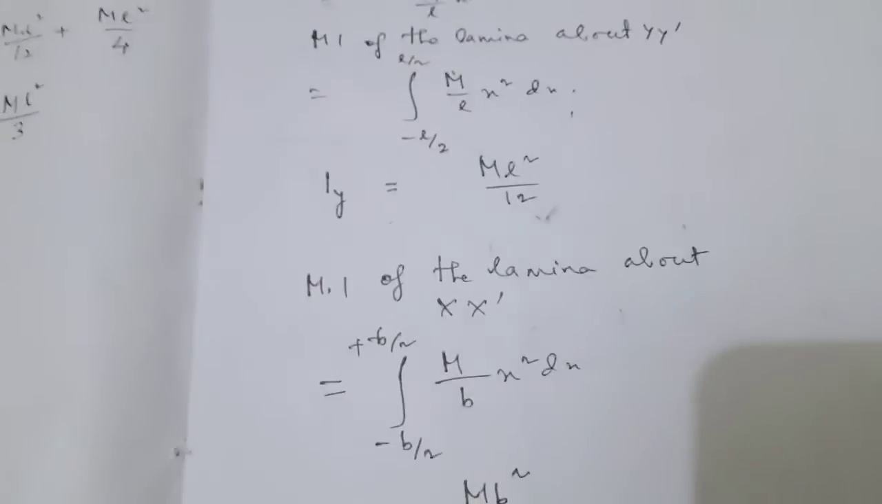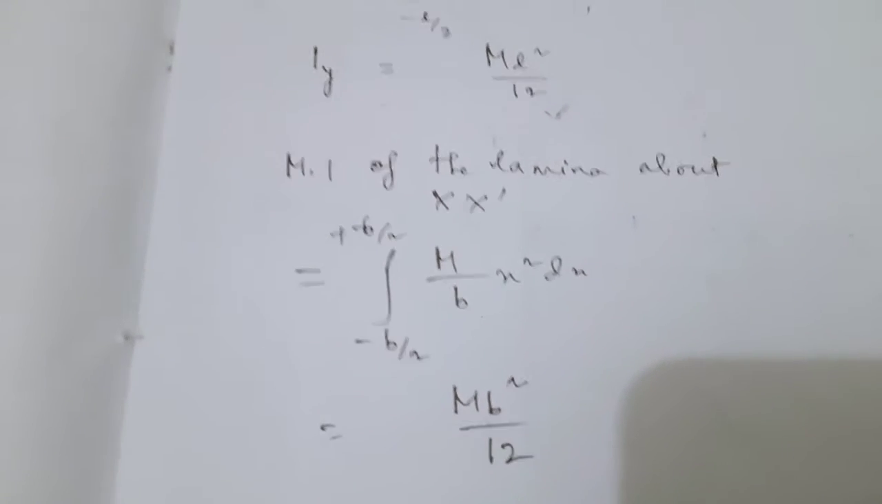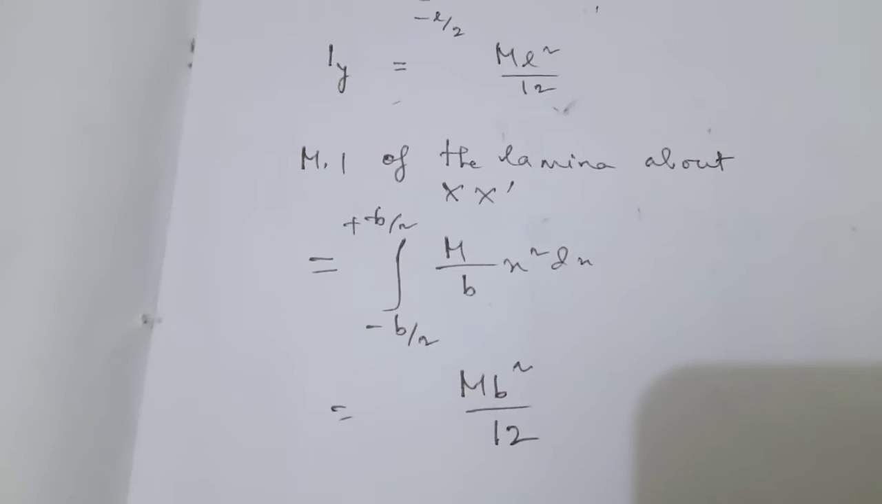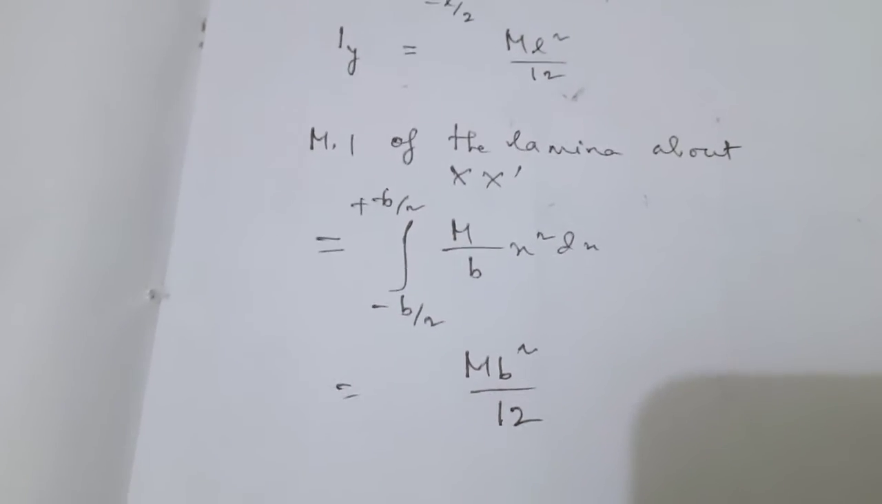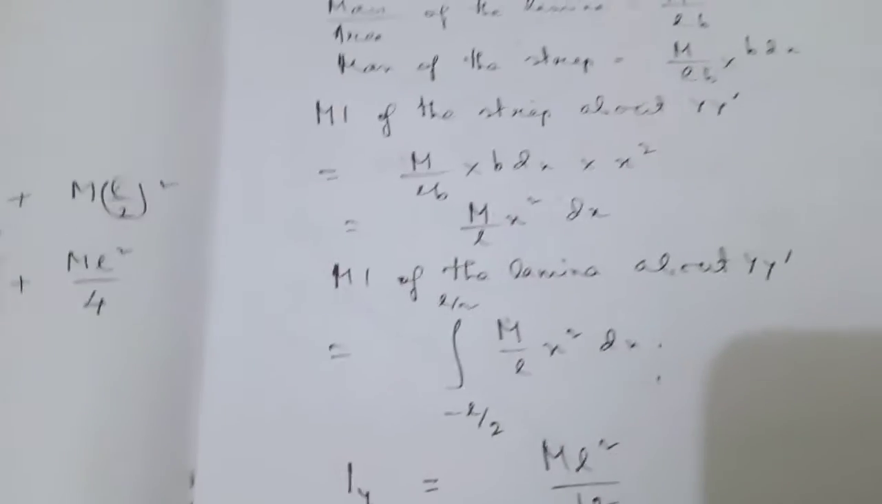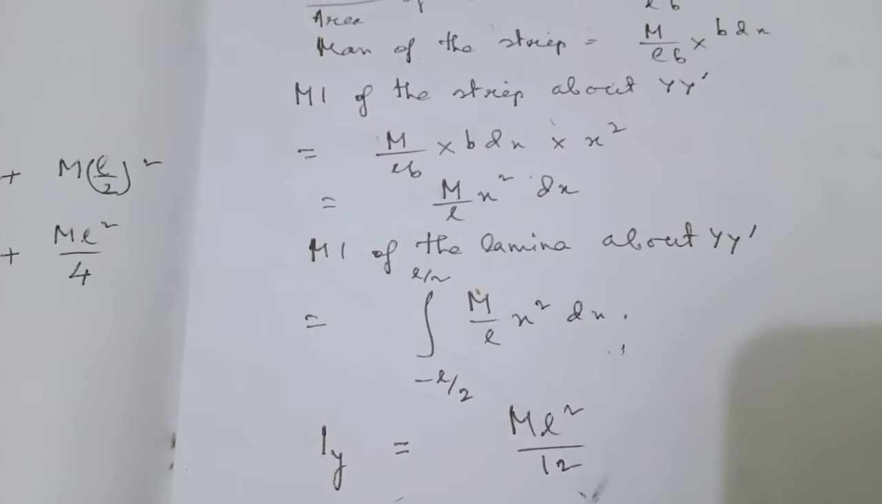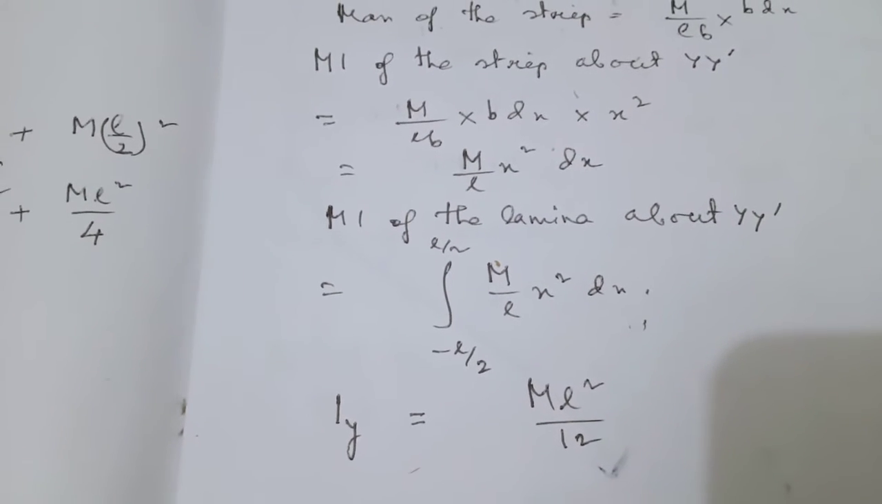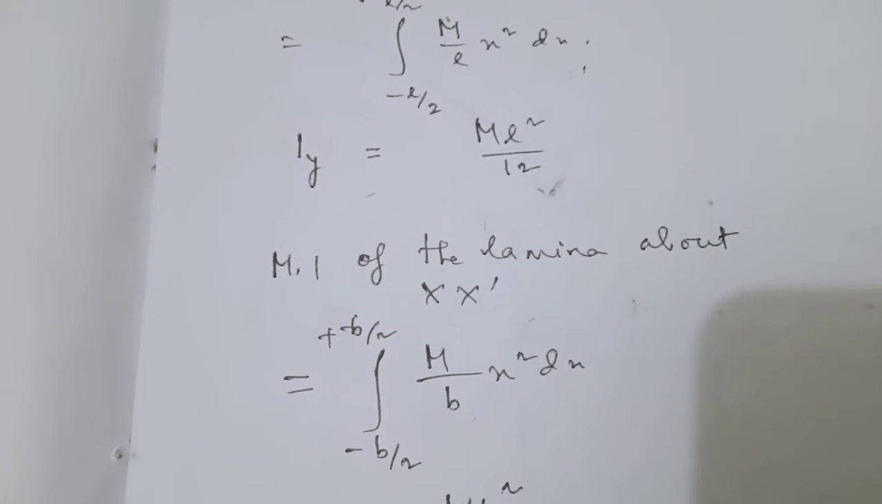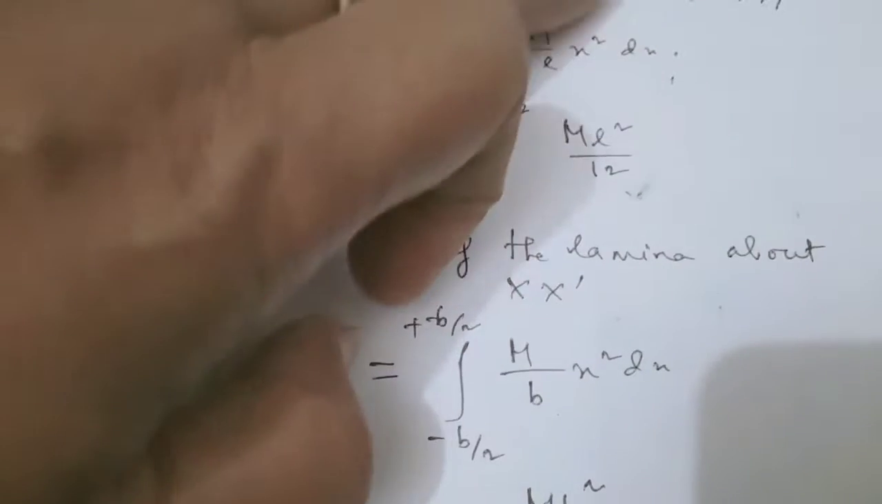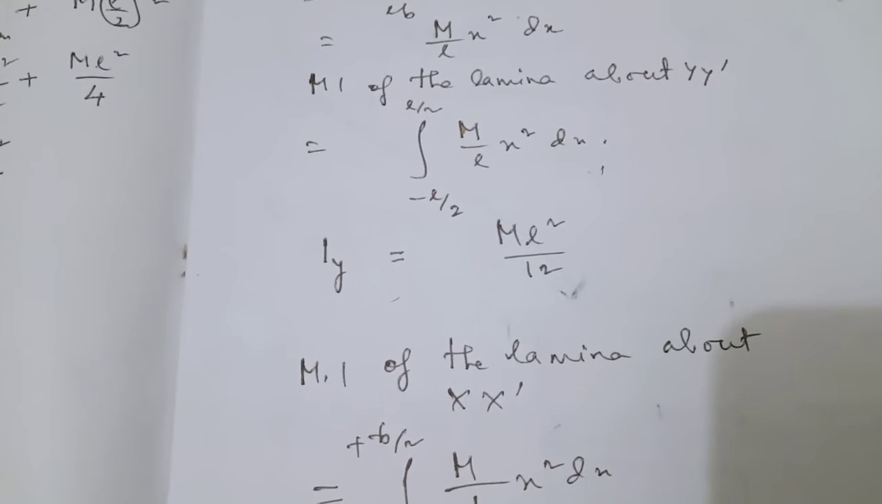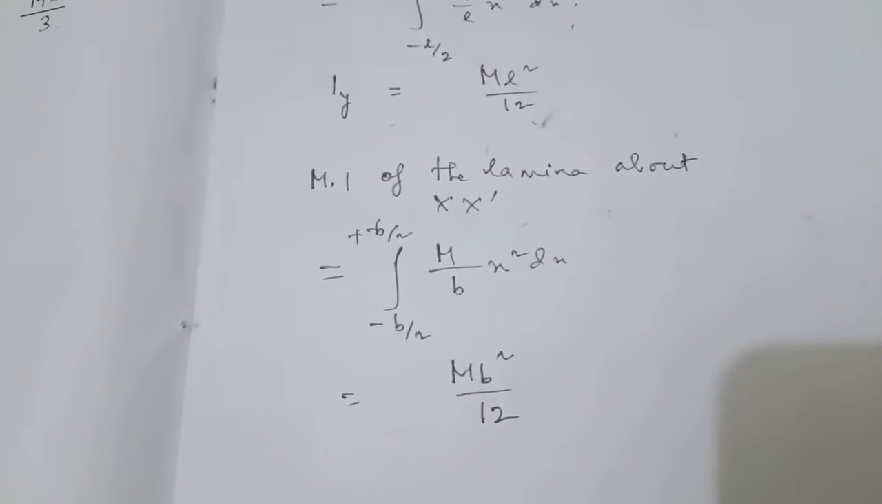So the moment of inertia of the lamina about yy dash is M by L x square dx from minus L by 2 to L by 2, and if you calculate about xx dash, that will be from minus b by 2 to b by 2, M by b, instead of L, x square dx. So moment of inertia about the y axis is ML square by 12. If you consider the x axis, then it will be Mb square by 12.